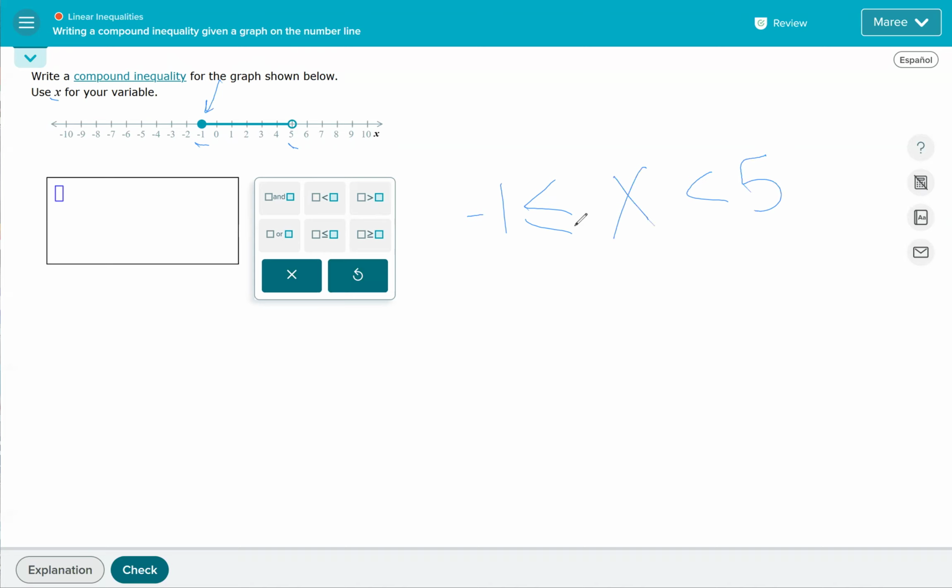So this particular inequality is an and inequality, and that's because the line is in the middle. So if you had an inequality where they were going out, say like this, then that becomes an or, and you have to write two separate inequalities. So we're just going to write this one right now. We have -1 is less than or equal to X is less than 5.